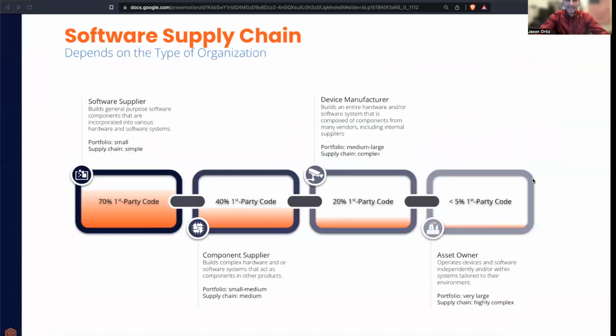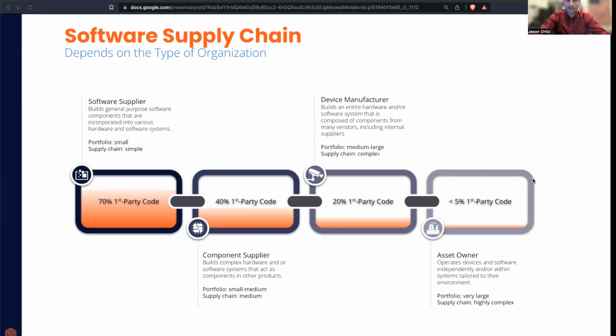So digging into that a little bit deeper, we looked from the technical perspective on where those vulnerabilities can enter the supply chain. But now let's take a look at the business perspective of that and see where a lot of that code comes from. So all the way on the left of this chain, we're going to look at a software supplier. So this is literally an organization whose job it is to supply software, hence the name software supplier. They build general purpose software components that are typically incorporated into other things.